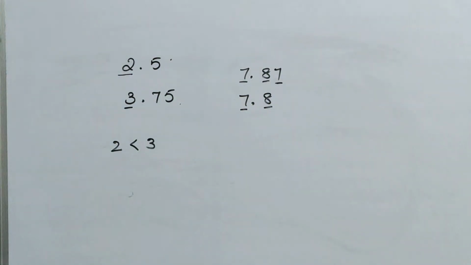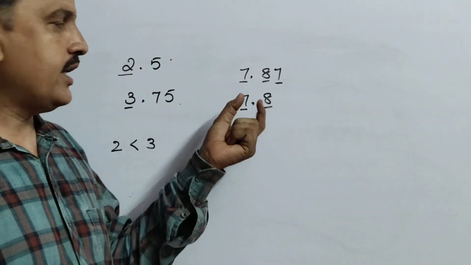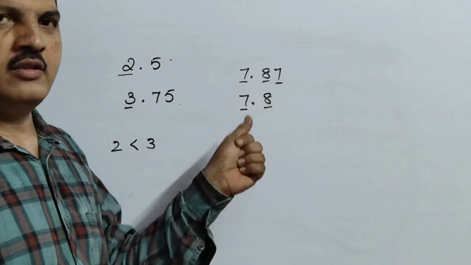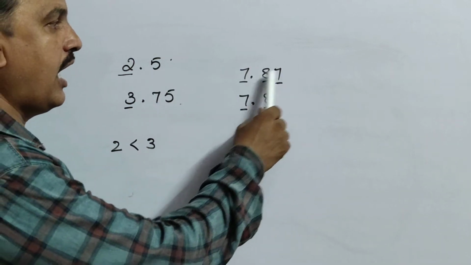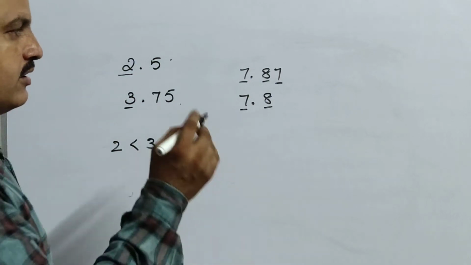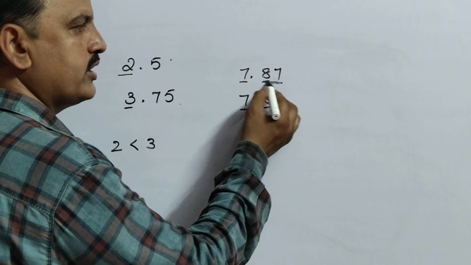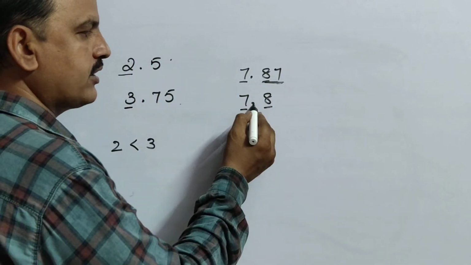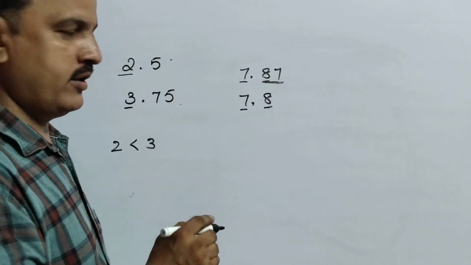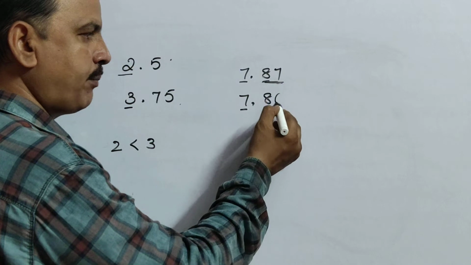So that's why always do one small favor to that sum. Make them equal along with the highest number of digits after the decimal point. Listen very carefully. After the decimal point, how many digits here? 2 digits. Here after the decimal point, how many digits do you have? 1. So when you have 1, then you can apply 0 here.